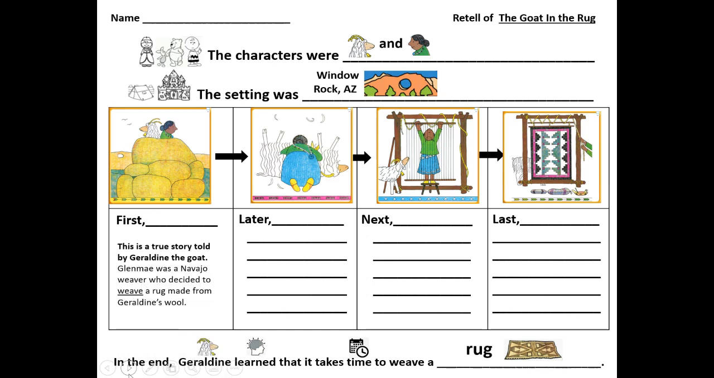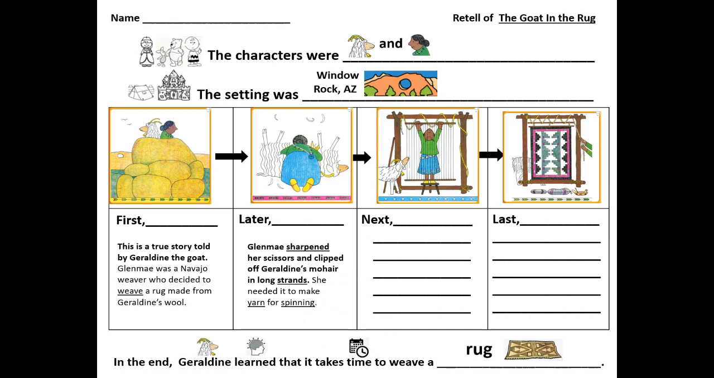This is a true story told by Geraldine the goat. Glen May was a Navajo weaver who decided to weave a rug made from Geraldine's wool. And if you noticed, I underlined the word weave. So let's look at the next picture. What's going on here? Later, what does Glen May do?